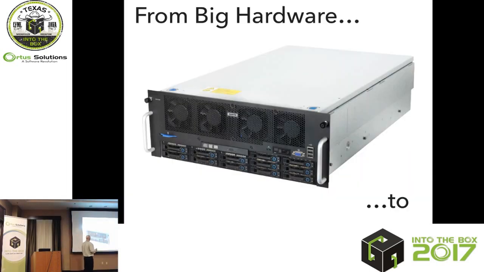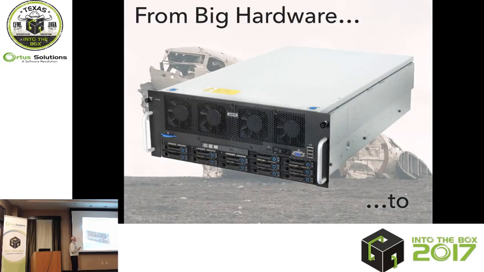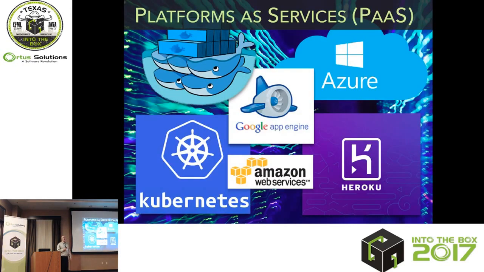So we take it from big hardware to platforms as services. And these are just a few of them, it doesn't matter. We've got so many tools available to us out there. We've got Docker Swarm, we've got Google App Engine, Kubernetes, Amazon Container Services, and Heroku, which is another type of platform as a service, which actually abstracts the underlying Docker engine to another layer. So we've got tons of options out there, and I have a session later on today about platforms as services that we can dig into a little deeper. But the point is the tools are out there.